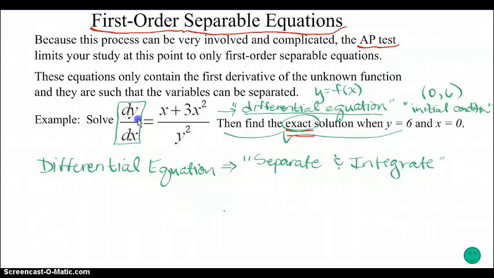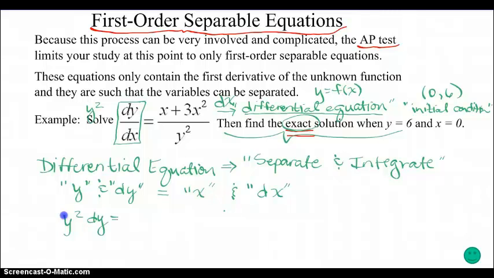So we want to separate in such a way that anything to do with y and dy are, algebraically, we can't do any math magic here, the algebra has to work for us, on one side of the equal sign, while everything to do with x and dx are on the opposite side of the equal sign. So you can see here on this function, if I multiply both sides by y squared and I multiply both sides by dx, then what I'm going to wind up with is y squared dy, algebraically, will equal x plus 3x squared dx.